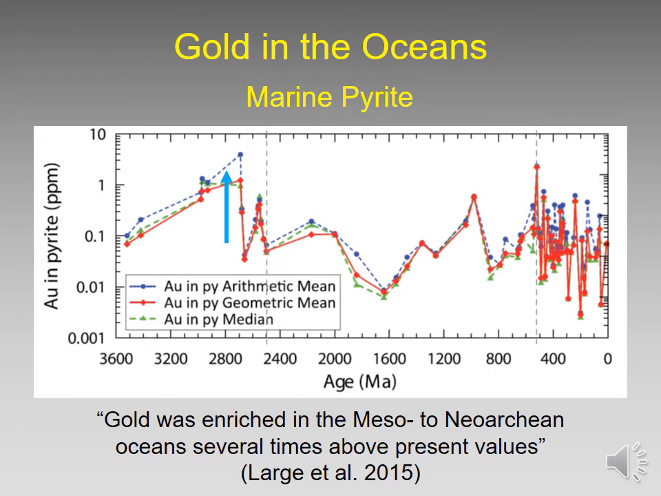If you go to the shales, we find a similar story. That's work done by Ross Large, and I'm just going to quote Ross Large in one of his papers. Gold was enriched in the Meso to Neo-Archean oceans several times above present values, just based on the global distribution of gold concentrations in pyrites of different age. Although the sentence is wrong because the gold wasn't enriched, it was the oceans that were enriched in the gold, but apart from this little semantic error, Ross Large made a very important point here.